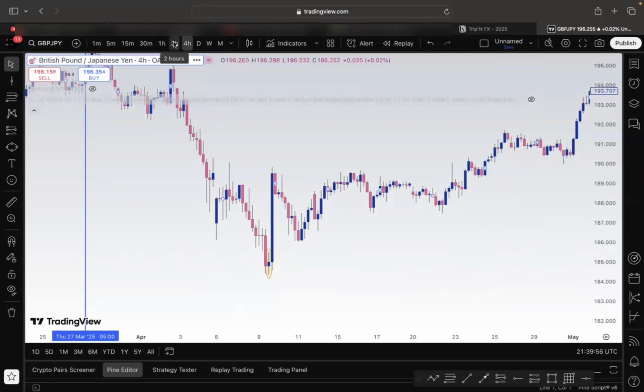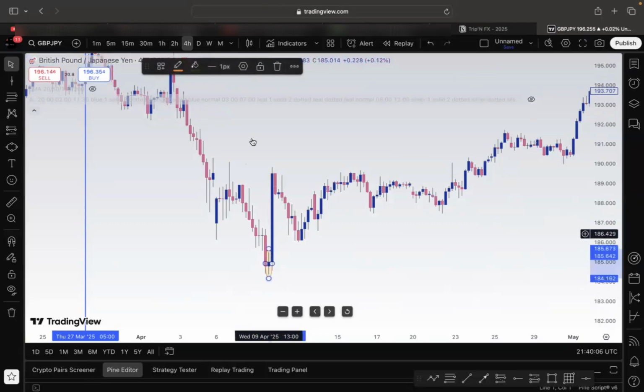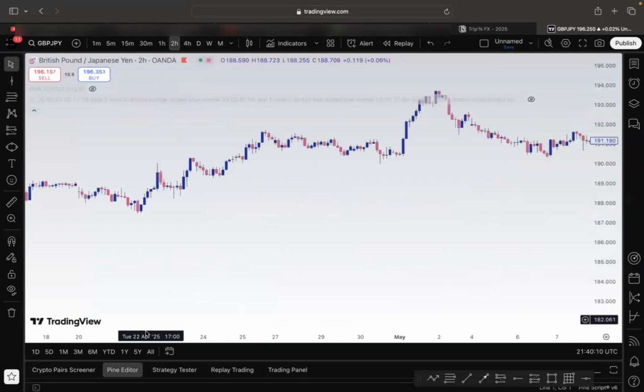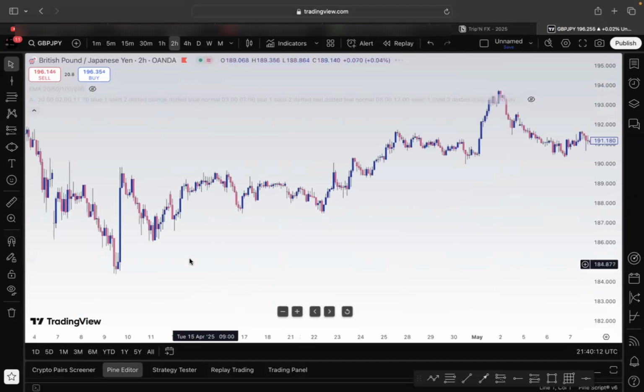But on the 2 hour time frame, we had two candles, and on the 4 hour, we had just one. I mean, if you do the math, two 2 hour candles will give you one 4 hour candle. Yeah. Back to the 2 hour. Yeah, so keep going.